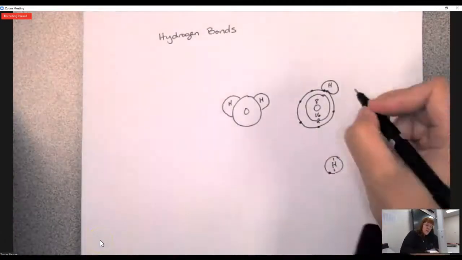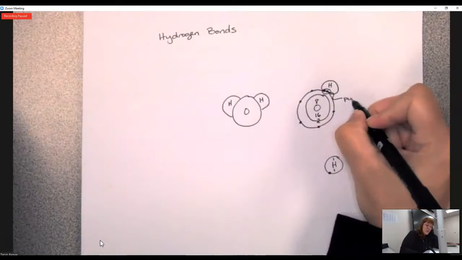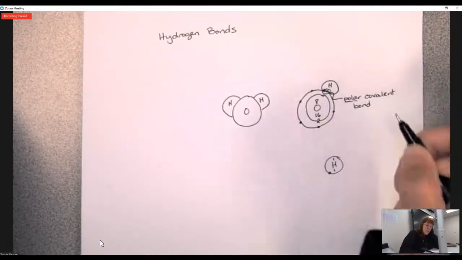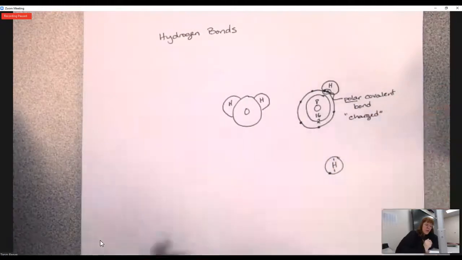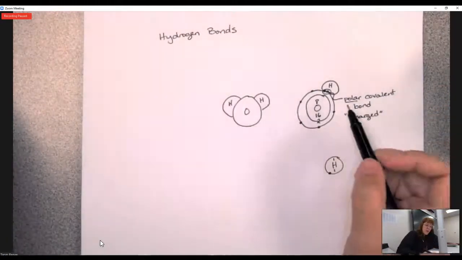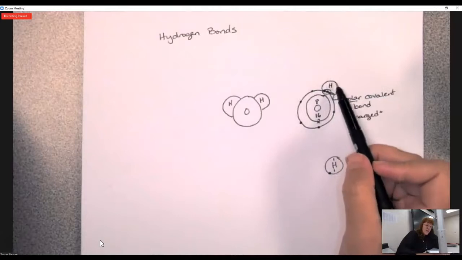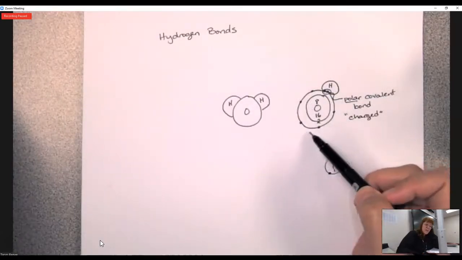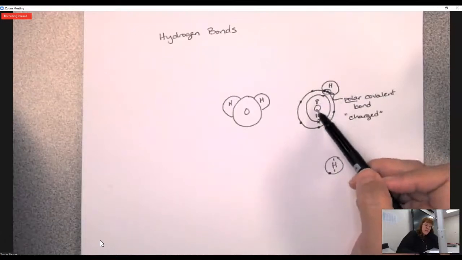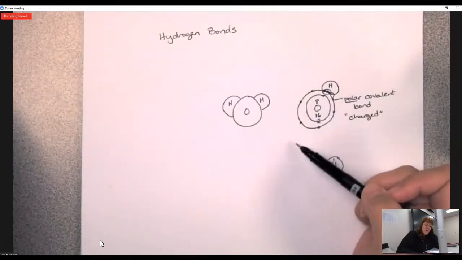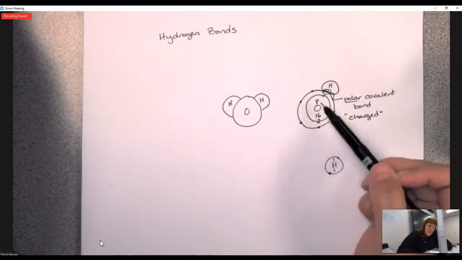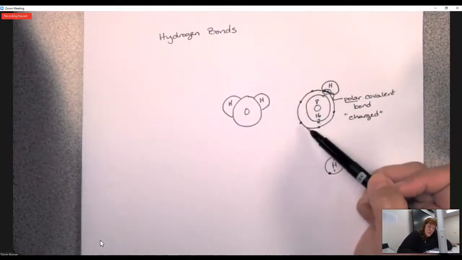So this bond right here is a polar covalent. So polar means charged, and it's unequally shared. So that electron that the hydrogen contributed doesn't get to spend just as much time around the hydrogen as it does around the oxygen. It's actually pulled towards the oxygen because the oxygen is very electronegative. So it's like an electron sucking magnet.